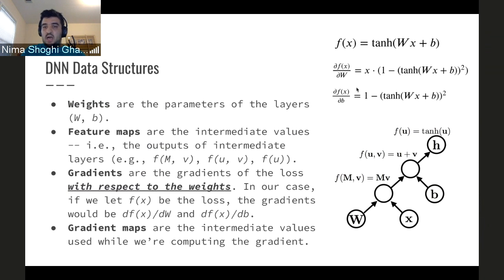are gradients. One thing that's important to keep in mind is notice how f of x actually shows up in these two different gradients. This is what we like to call a stashed feature map, and this is a memory cost, because to be optimal, we have to save this computation so we don't have to do it again in the backward pass. That's a memory cost, and this is one of the reasons we're going to be compressing these data structures. Finally, gradient maps are kind of like feature maps, but they're the intermediate values for computing the gradient.